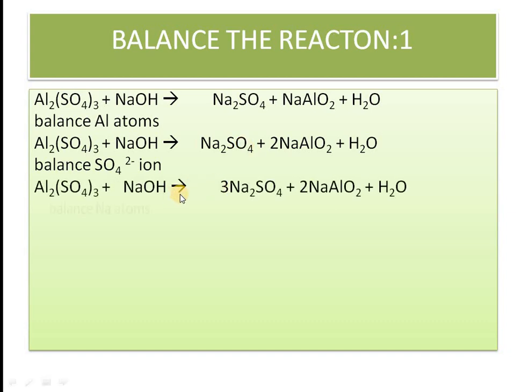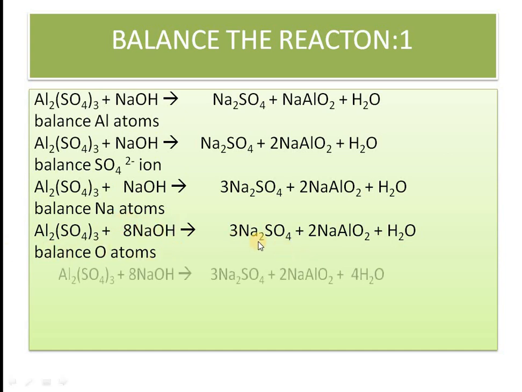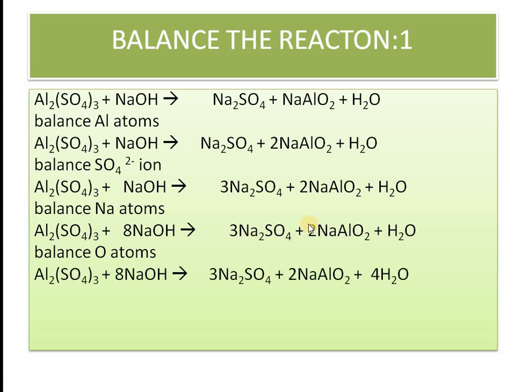Now we have to balance sodium. On the right hand side, check: 3, 6, 6 plus 2, 8, and here 1. So we can multiply by 8, and the equation becomes balanced accordingly. Last, oxygen and hydrogen we normally do at the end. If you calculate here, 12 plus 8, 20. Here you calculate 12 plus 4, 16, and if we multiply by 4, it would be 20. So 20 oxygen on both sides.